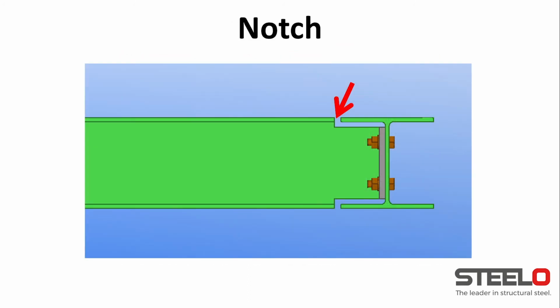A notch in steel is normally a cutout, like shown here with the arrow. It's normally to allow for a connection into another beam.